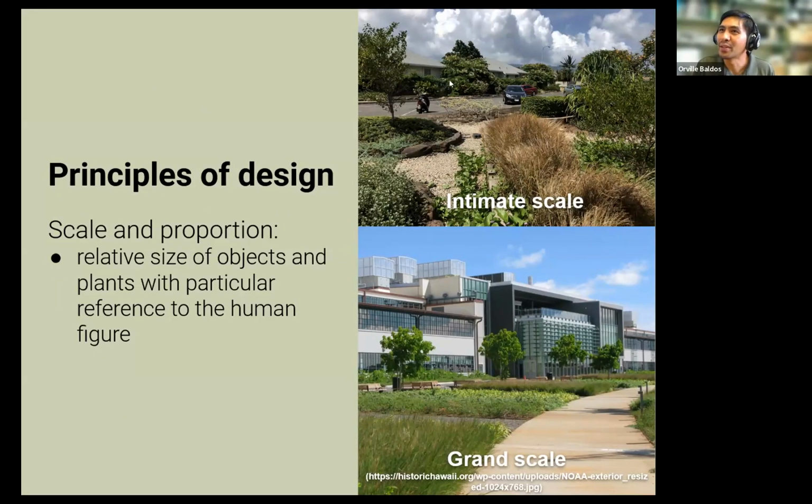So this creates an intimate space on top, and then on the bottom you have a planting that's complementing a very large building at the back here. These are blocks of native plants that are planted, and if you put a human in here, it's very grand. So you can create different feelings based on scale and proportion of things.